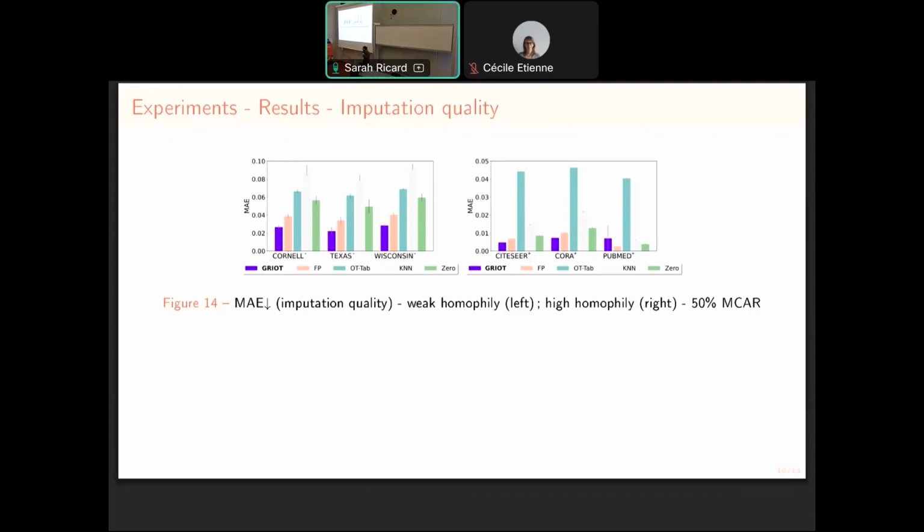About PubMed, the main difference between PubMed and the other datasets is that PubMed is not binary, so the attributes are actually an embedding, like a word2vec embedding. Whereas on the other datasets, the embeddings are just bag of words, so it's binary. But in PubMed, it's a continuous embedding. So I would say maybe this is the main difference. This is why we have different behavior.